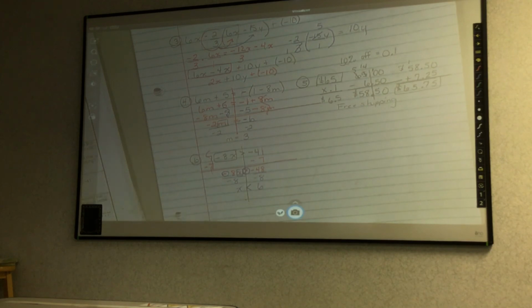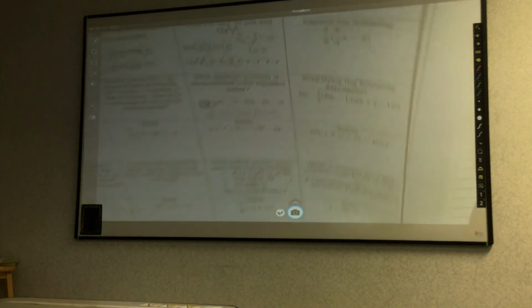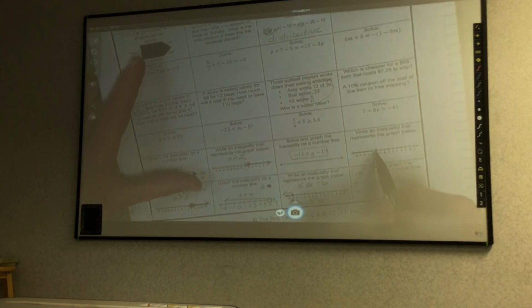Number 7 says to write an inequality that represents the graph below. We have a filled in circle. So x is, and I'm pointing to the left. Left means less than. So x is less than or equal to, because it's filled in, negative 2.